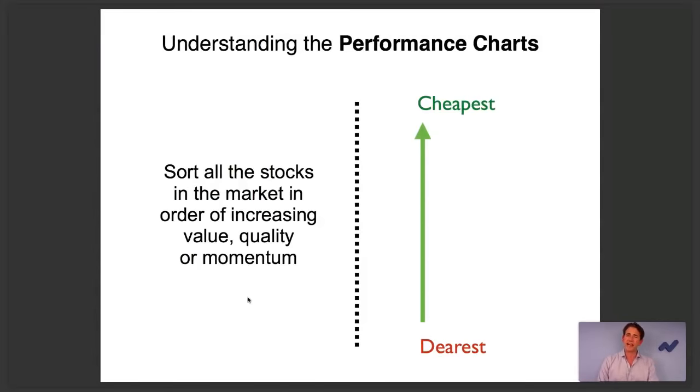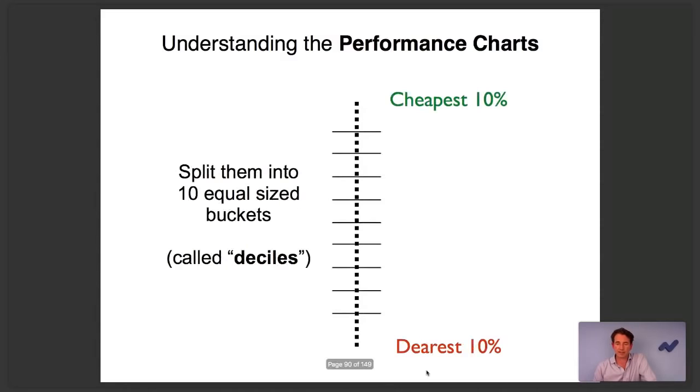So let's go and look at this. How to understand the performance charts on the site. If you sort all the stocks in the market in order of increasing value, quality, or momentum, for example, for value, we would sort them from cheapest to dearest, and then we'd split them into buckets. So this is split into 10 buckets, but it could be 5. If it's split into 10 buckets, we call those deciles. If you split it into 5, you call them quintiles.